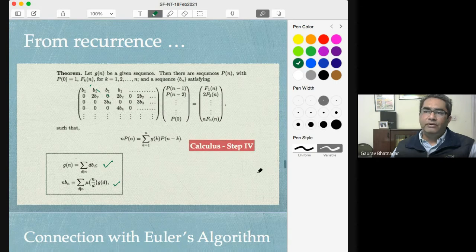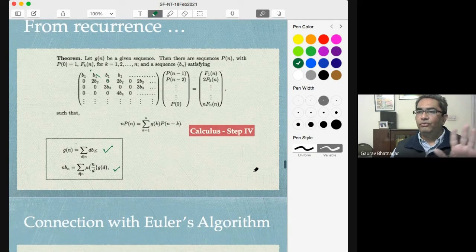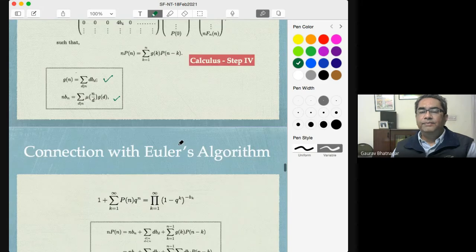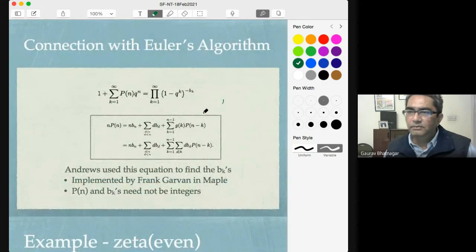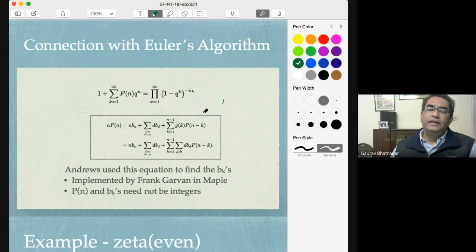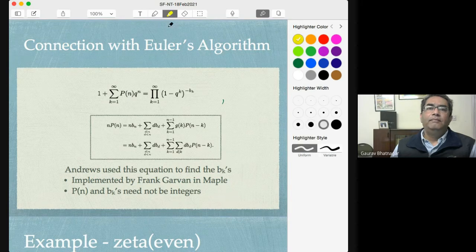Now, what we saw was that there are 4 steps: products, product of products, then sums, then the column sum. We call Gn the column sum. So if you're given a column sum, that's fine. And there's a connection with an algorithm called Euler's algorithm. We saw that we started with a sum, and we could get a product out of it.